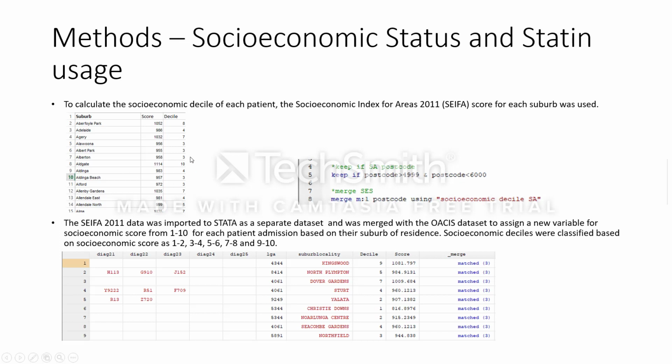And then I merged this SEIFA 2011 dataset with the Oasis dataset using this code. So what I did, as you can see, I merged it. This is the original dataset. It had the suburbs, and I've merged it with this SEIFA 2011 dataset. And now each patient has a socioeconomic decile based on their suburb.